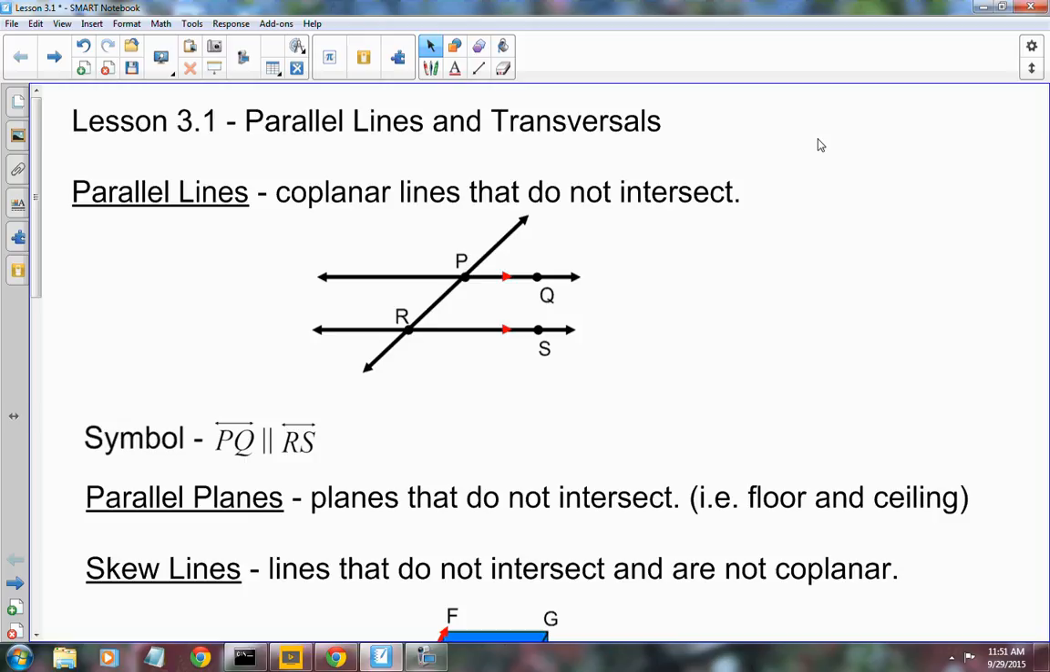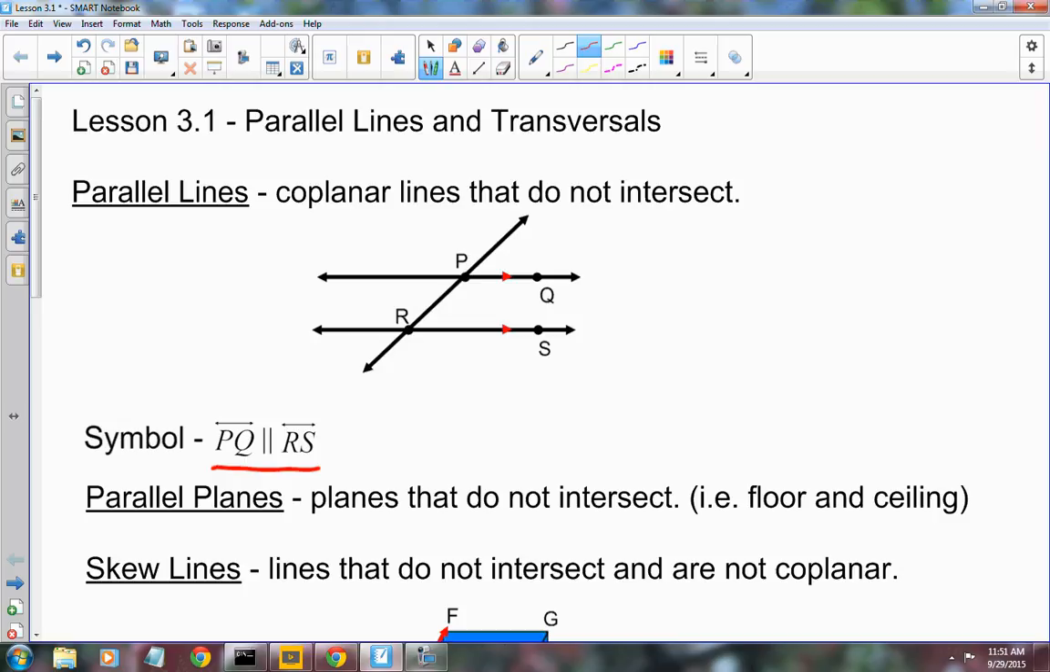All right, so today we're talking about parallel lines and transversals. Parallel lines are coplanar lines that do not intersect, kind of like the opposite sides of a railroad track. They don't intersect each other. This is how you state that 2 lines are parallel: PQ is parallel to RS. These can be lines or segments, and you put a little parallel symbol in between.